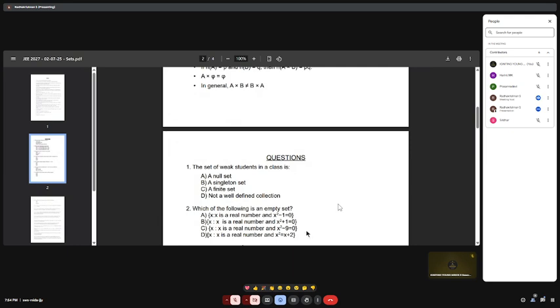Okay. If you take x square minus 1 equal to 0, that means x equal to plus or minus 1, right? And it is a real number. So that set will have two numbers, minus 1 and plus 1. So it is not an empty set. It's a finite set with two elements, right? So what about the second one?